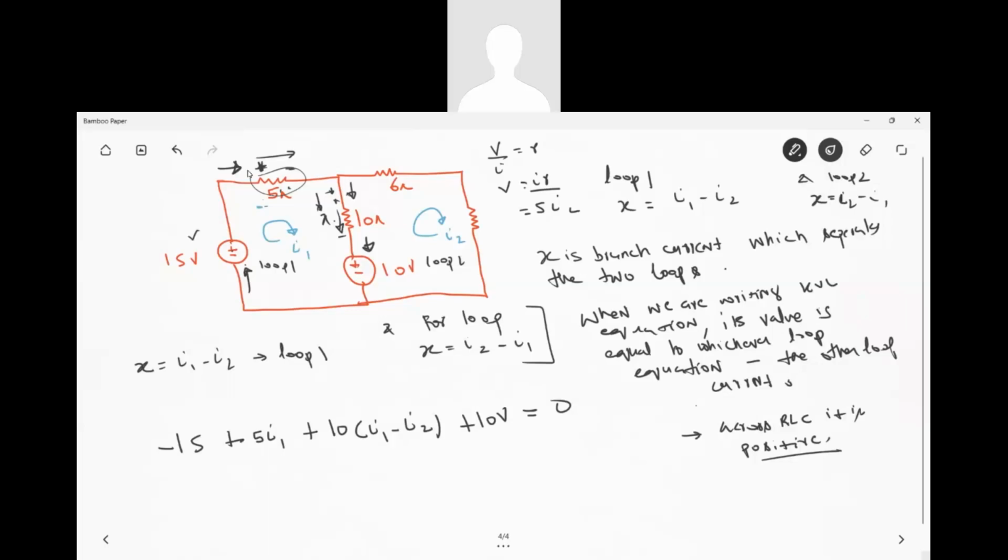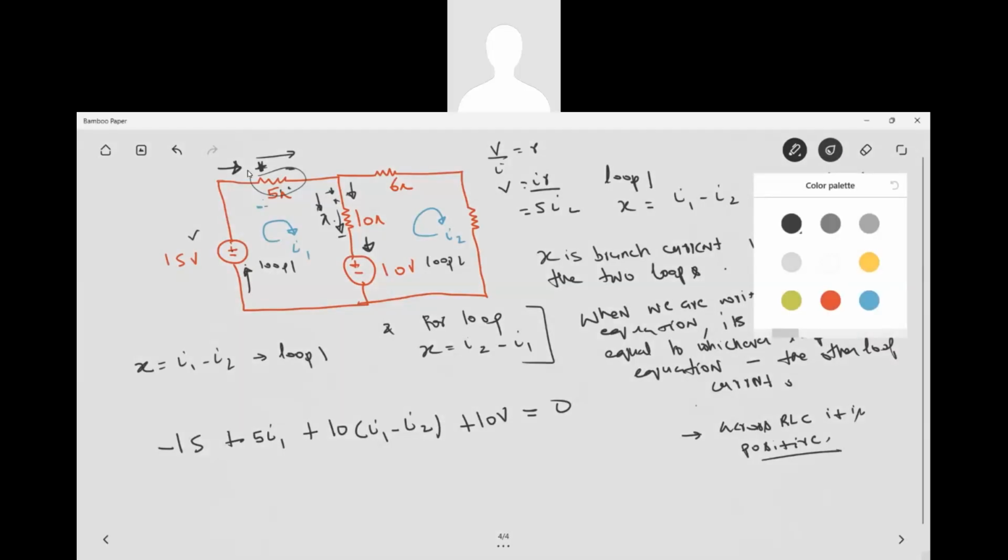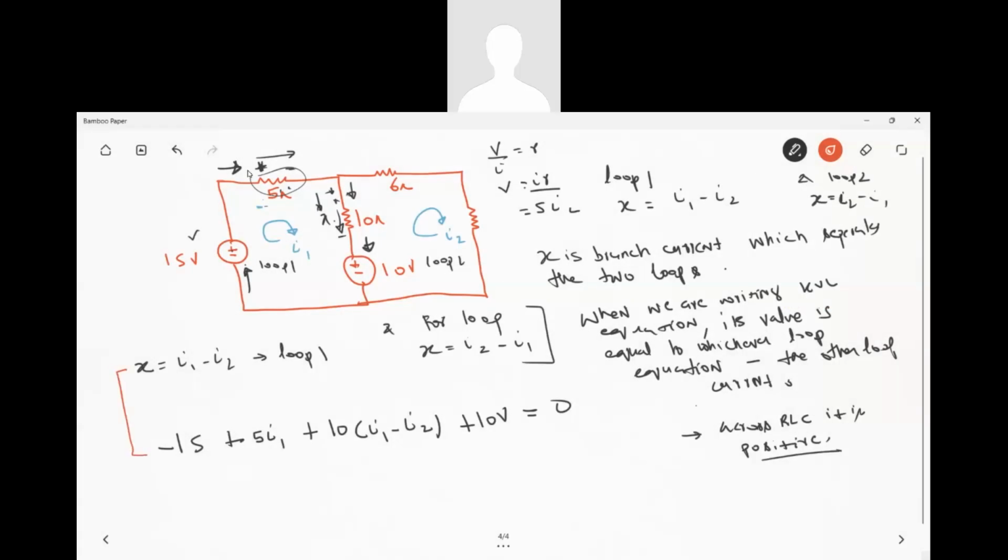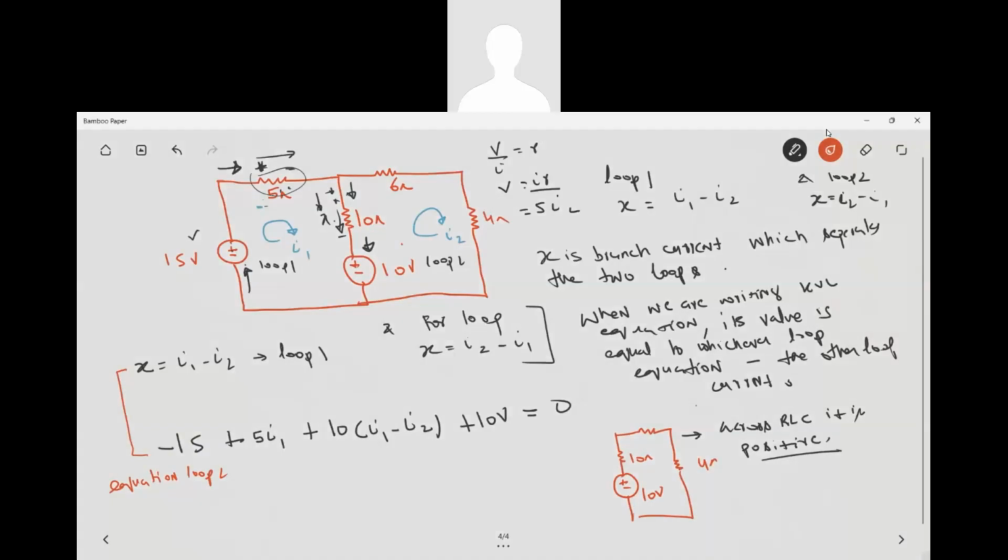Understood this? If you have understood this, can you tell me the equation for loop 2? Come on, tell me. Loop 2 is this 10 ohm, this plus minus 10 volts, right? This 10 ohm, this 6 ohm, and this is 4 ohms. I did not write that. Now this is your I2, so this is the direction, and this is your 6 ohms.